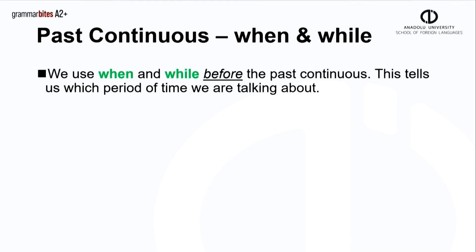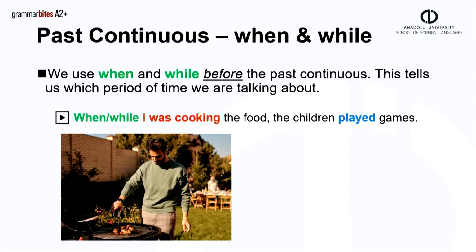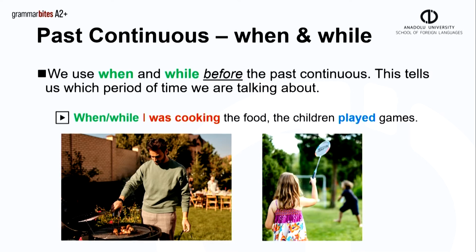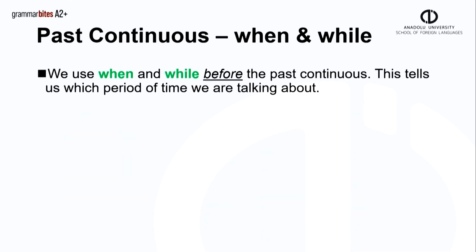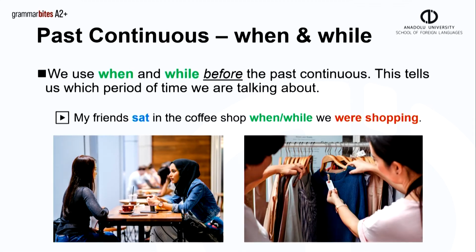We use when and while before the past continuous. This tells us which period of time we are talking about. When, while I was cooking the food, the children played games. When we start the sentence with when or while, we use a comma in between the two clauses. Here's another example. My friend sat in the coffee shop when or while we were shopping. Here, because when or while is in the middle of the sentence, we do not use a comma.